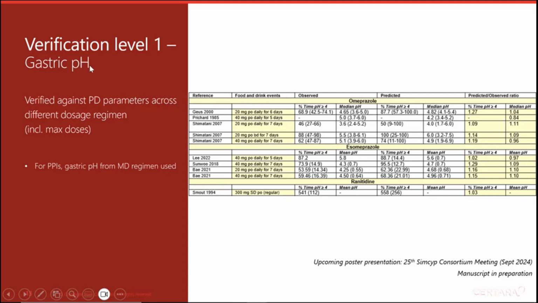So to answer the question, yes, we have verified the performance of this model, and we've done that at 2 levels. The first level is gastric pH verification, where we have shown that for Omeprazole, Esomeprazole, and Ranitidine, the PD models were able to recover the percent time spent above pH 4, the median and mean pH, across multiple dosing regimens, including the maximum doses. And the maximum doses point is important because these are usually the doses that are used in pH-DDI studies.